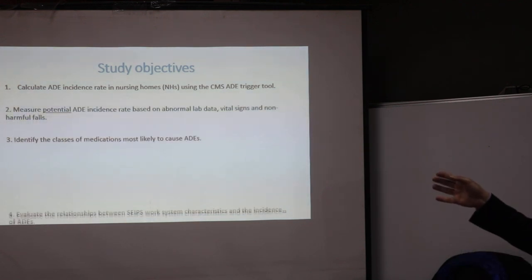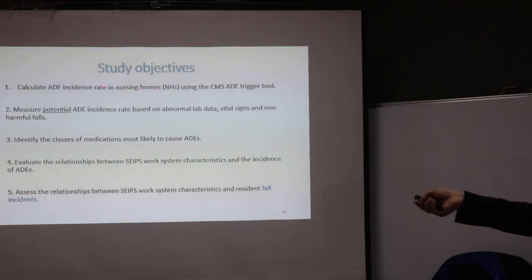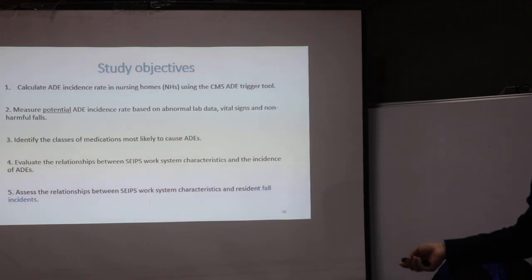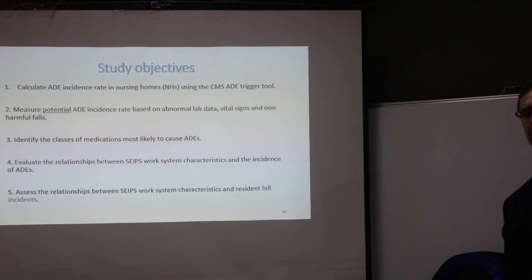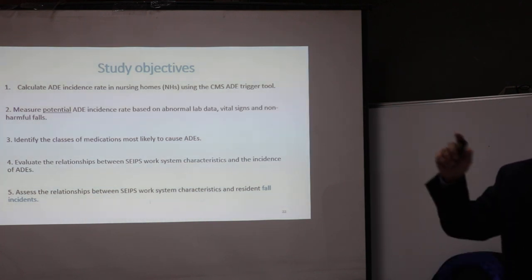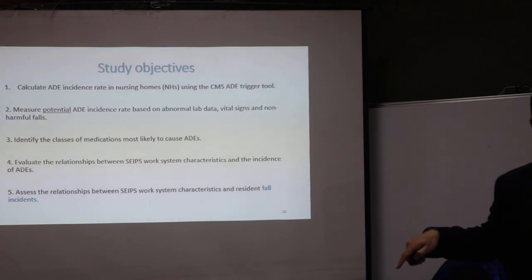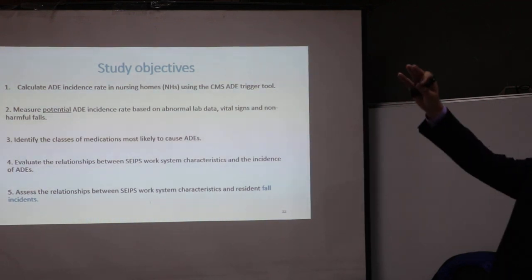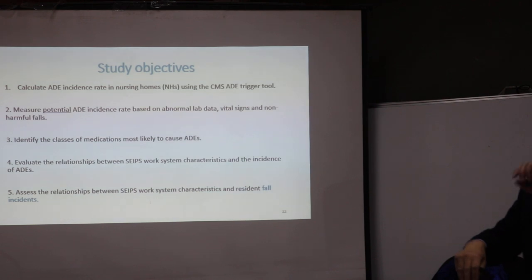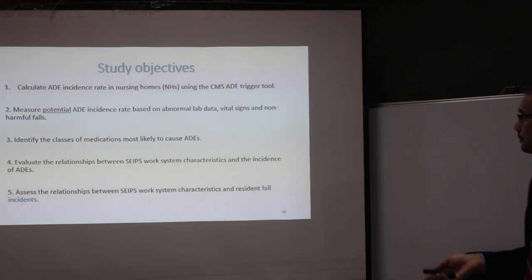So what are my study objectives? I started with routine objectives, but ended up with my core objectives. My routine one: I needed to measure the incidence of adverse drug events. I also measured the potential ones. You will ask me what the difference is between potential adverse drug events and adverse drug events. Potential ones didn't cause harm, but the actual ones caused harm. For example, the potential one is a high INR level, above 4.5, while the actual one is the bleeding. Can you see? It's potential to induce, but it didn't cause.